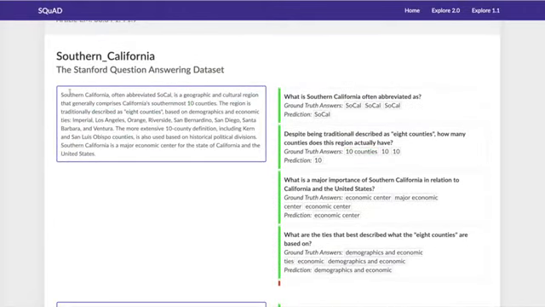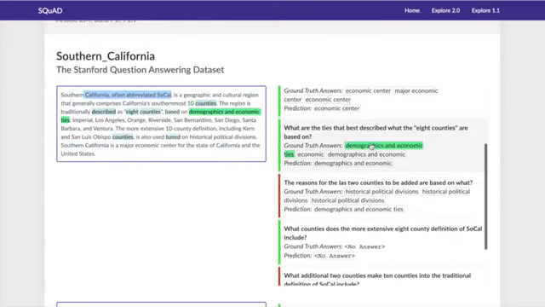So for example, it takes in this paragraph and has questions like, what is Southern California often abbreviated as? And it goes into the paragraph and labels this token. If you remember the way that this input turns into output in BERT, basically this word token is going to be processed as the start and end of the answer to this question. Maybe we'll look at, what are the ties that best describe what the 8 counties are based on? In this case you have a longer answer. So it's going to go into this token and have the start prediction as the output, and then all the way into "ties" as the ending prediction.